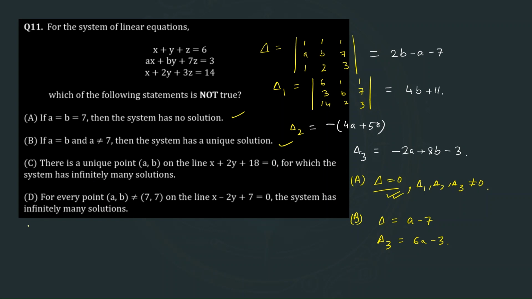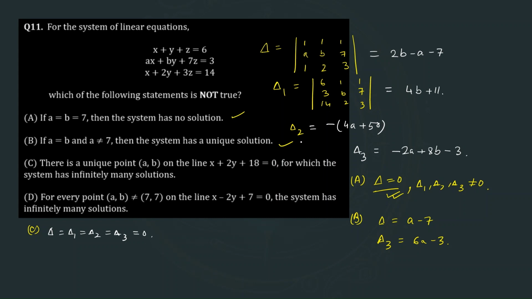Now option C says that there is a unique point a comma b on the line x plus 2y plus 18 equal to 0, for which the system has infinitely many solutions. So now, what are the conditions for infinitely many solutions? For infinitely many solutions, all the determinants have to be equal to 0. That means delta equal to delta 1 equal to delta 2 equal to delta 3, all must be equal to 0.